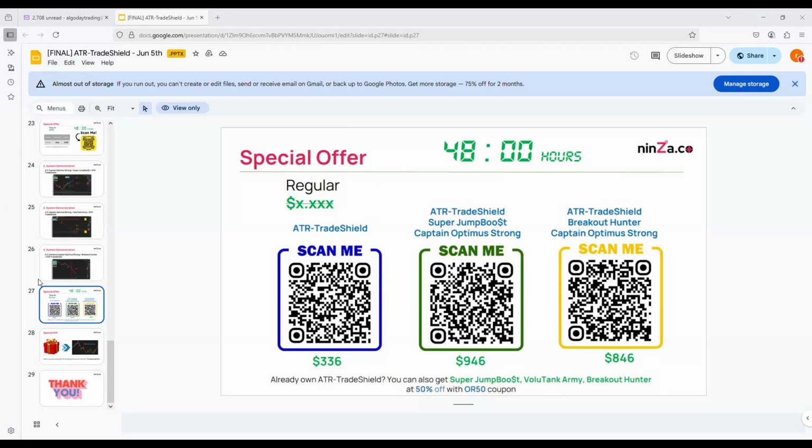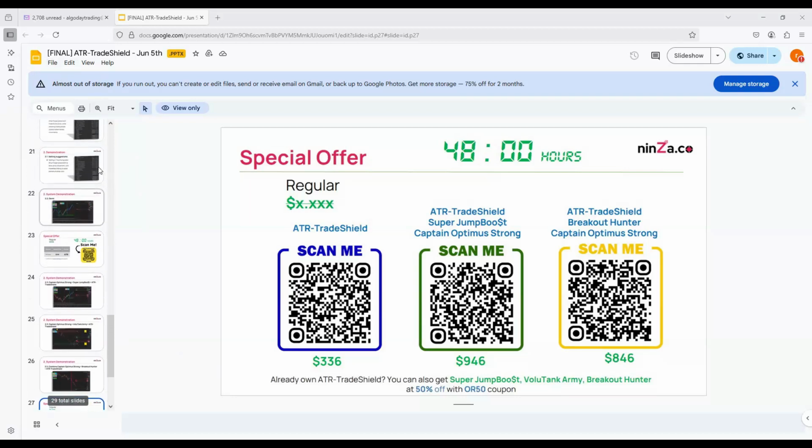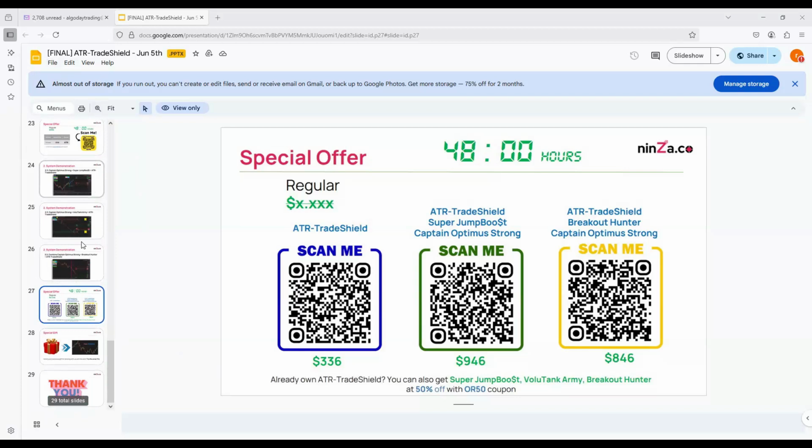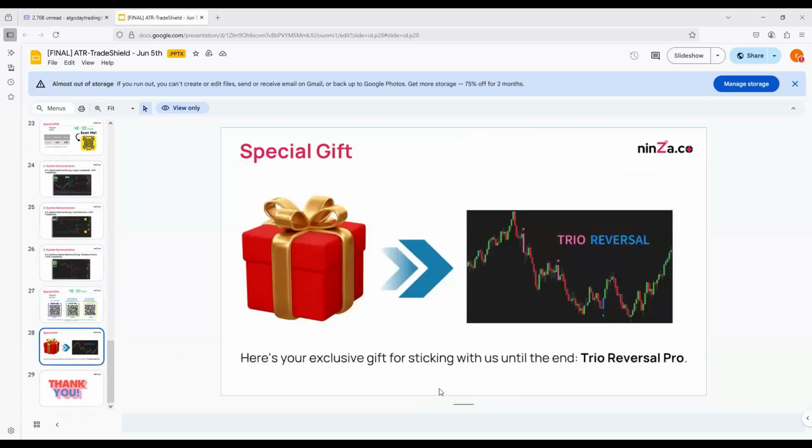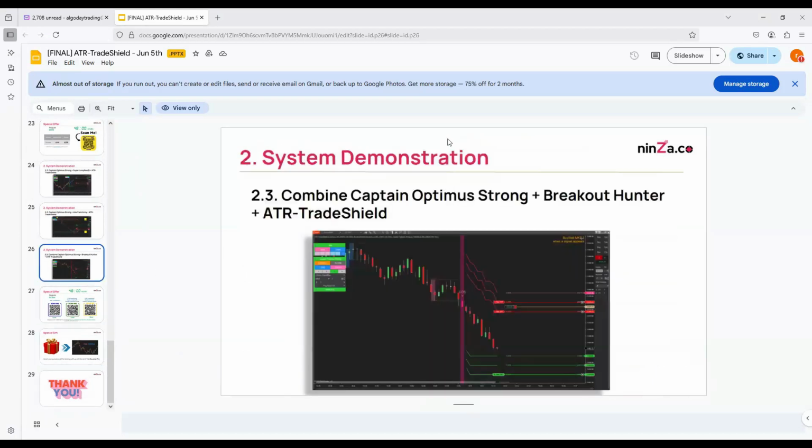How do you get the free gift? Excellent question. How do you get the free gift? Contact NINZA support. I'm not really sure. I don't think they list it anywhere here.